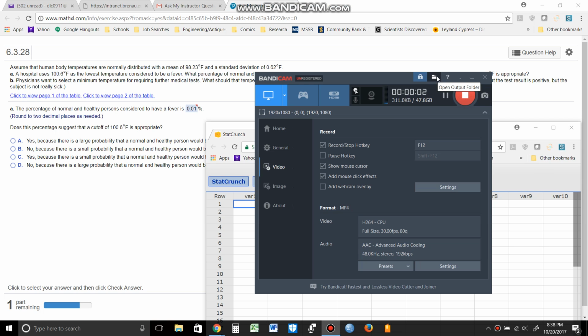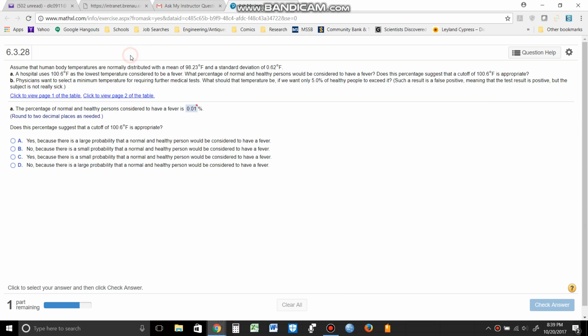Hi class, let's take a look at this problem here. We have a human body who has normally distributed temperatures with a mean of 98.23 and a standard deviation of 0.62. A hospital uses 100.6 degrees Fahrenheit as the lowest temperature considered to be a fever. What percentage of normal and healthy persons would be considered to have a fever? Does this percentage suggest a cutoff of 100.6 is appropriate?